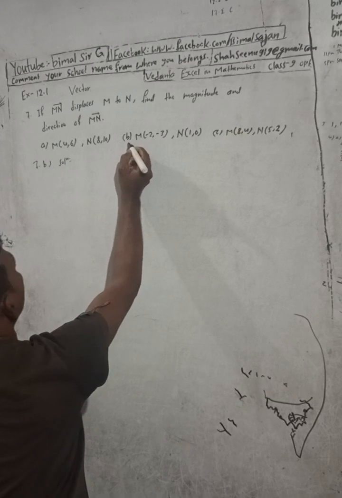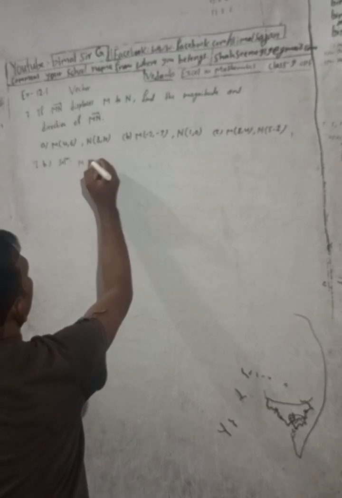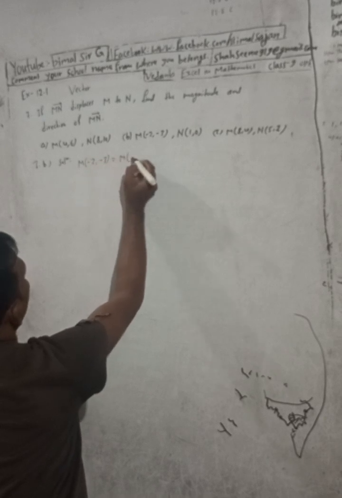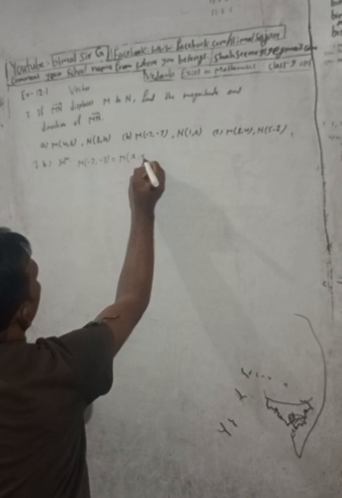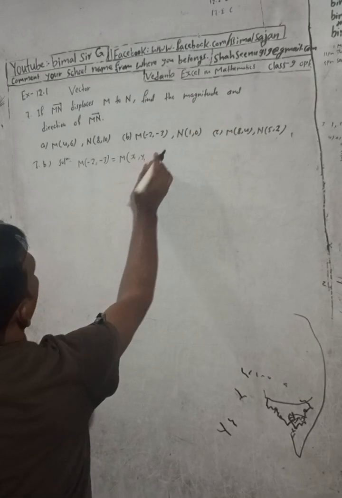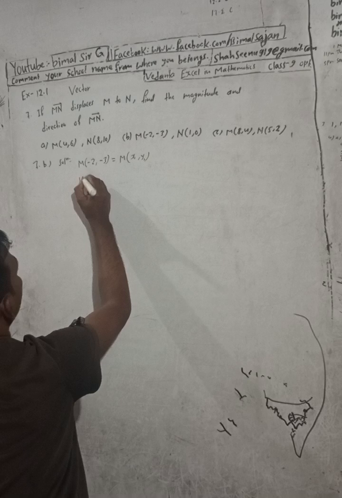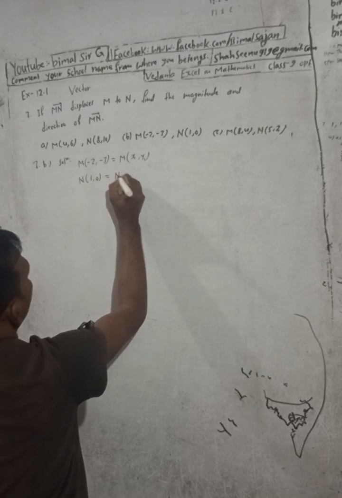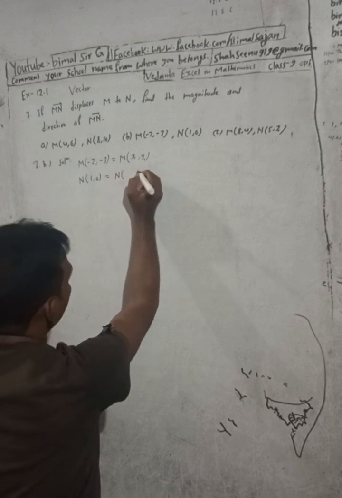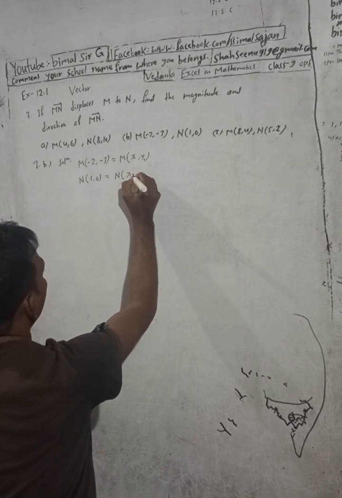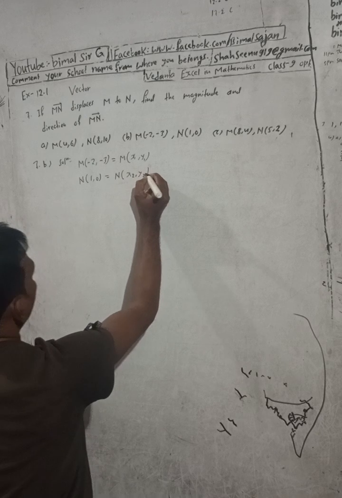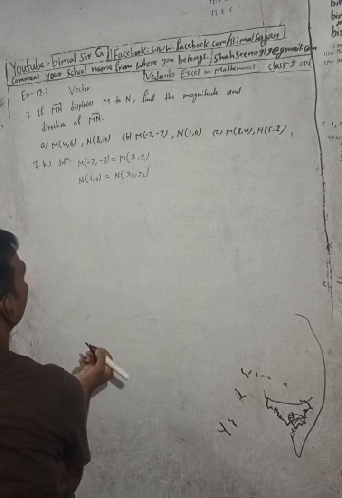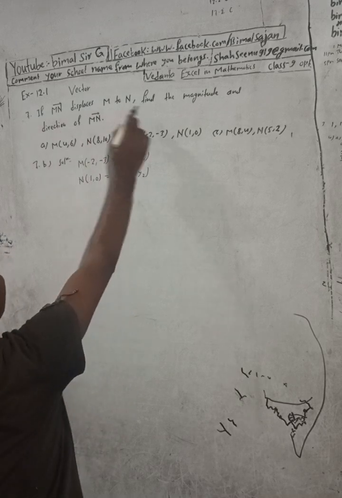7b. M is (minus 2, minus 3), which is (x1, y1), okay? N is (1, 0), which is (x2, y2). So if you have displacement M to N, then find the magnitude.